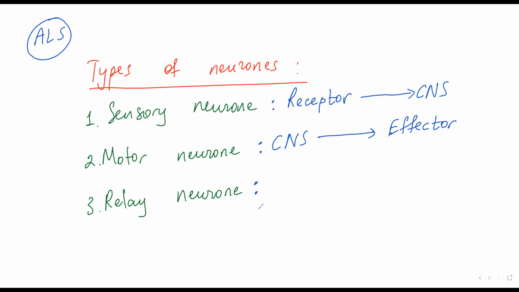And the third one, guys, is the relay neuron. Firstly, it is located only in the brain or CNS. Its function is to receive impulse from the sensory neuron and give it to the motor neuron. So the sensory neuron gives an impulse to the relay neuron. The relay neuron thinks what to answer, and this answer is given to the motor neuron, to the effector, and the effector gives the response. So the relay neuron is a bridge, let's say, between sensory and motor neuron.